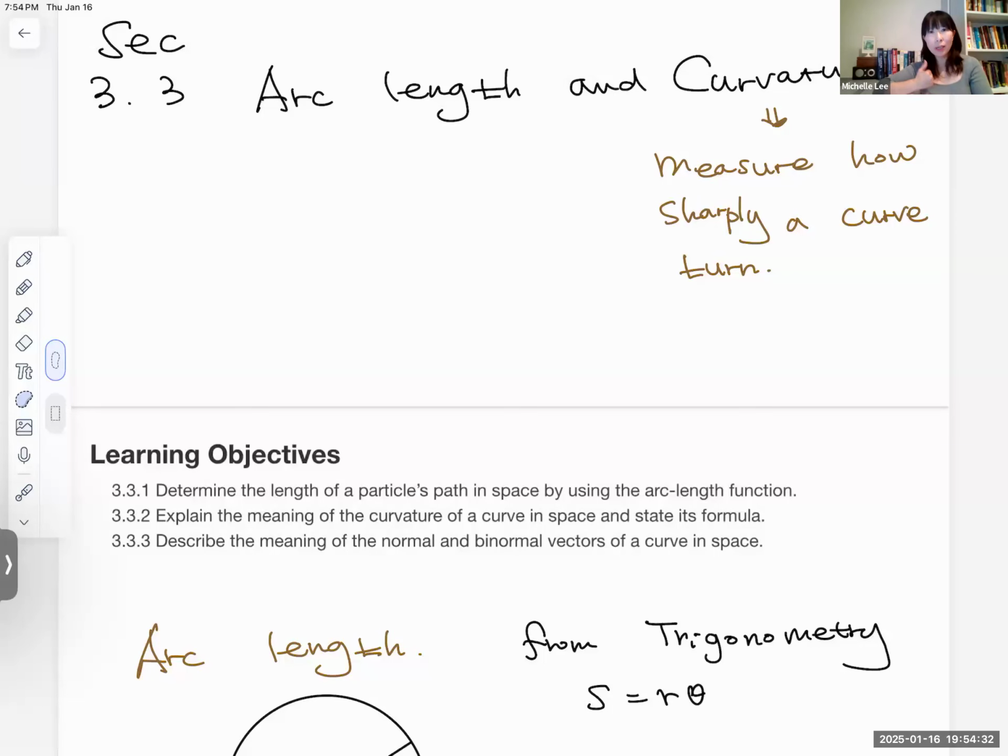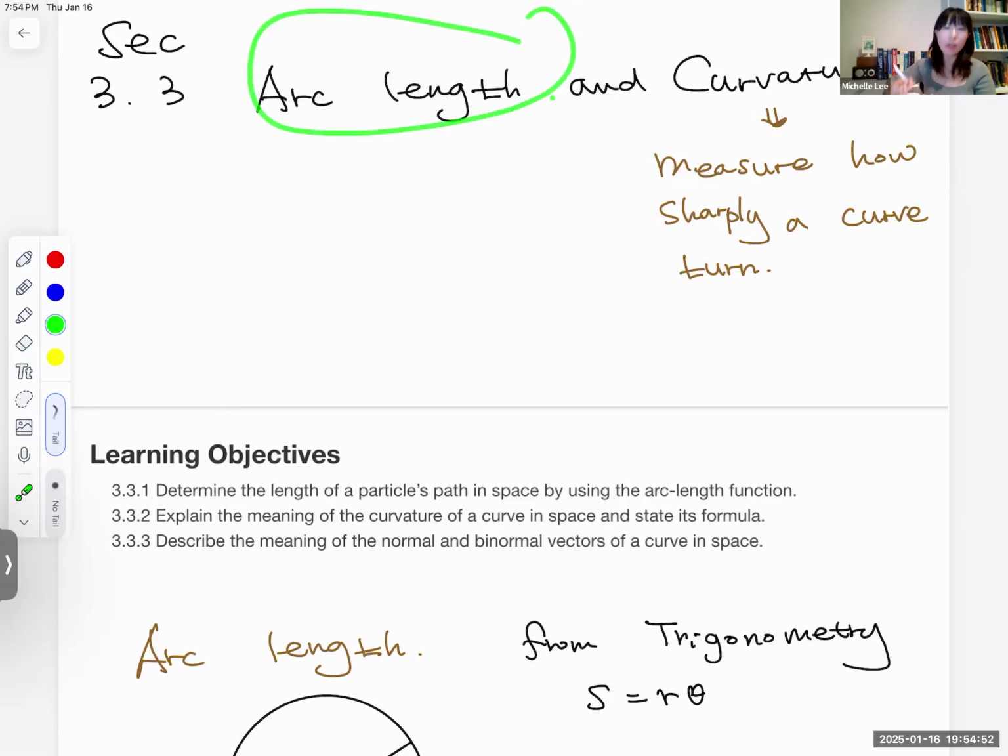Hello everyone, we're going to learn section 3.3 today, arc length and curvature. Curvature, I made a note here, measures how sharply a curve turns. We're going to talk about this later.